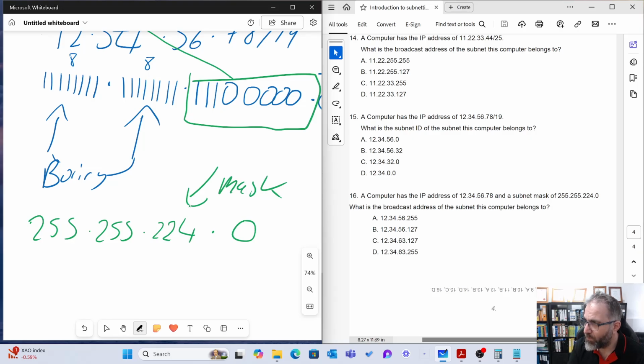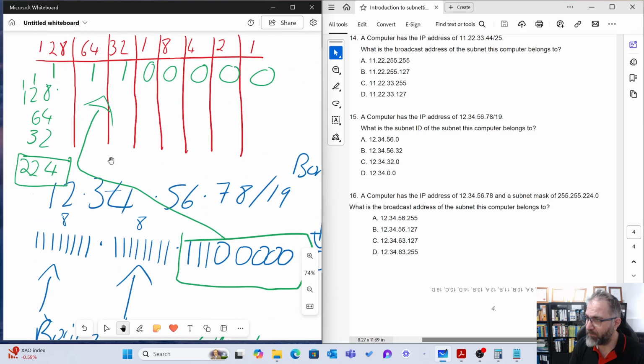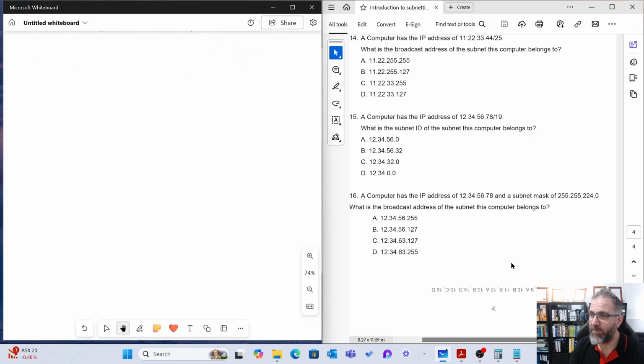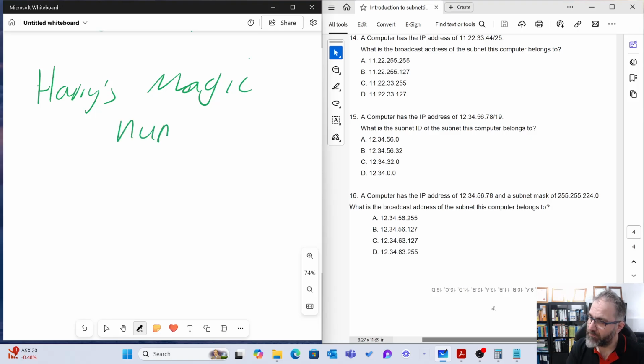So what does that mean to us? Now we know the mask and we can see here, and this is why I like to map this out, that the last of these ones is hitting the 32 number. And guess what the 32 number is? I want you to all write this down. Remember for the rest of your life. That is Harry's magic number.